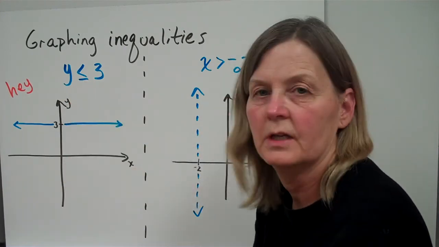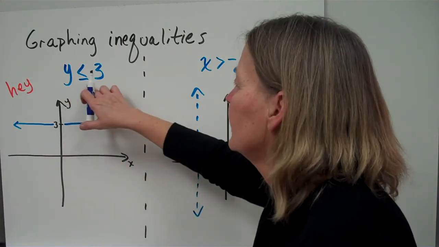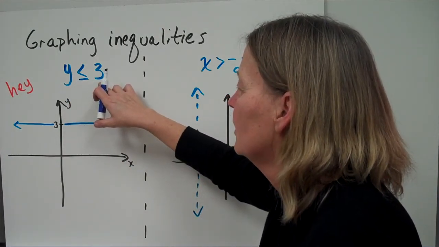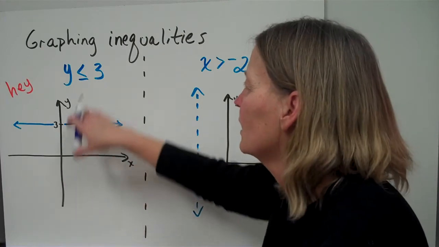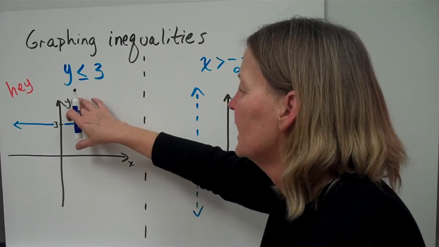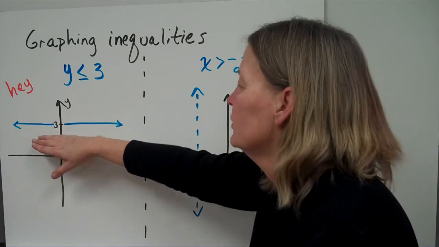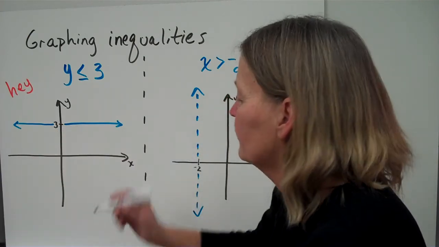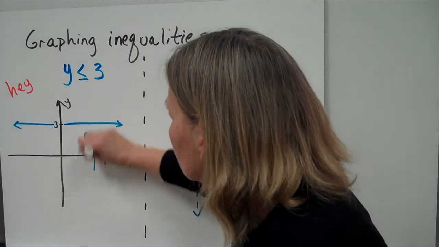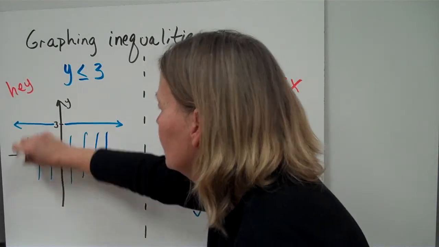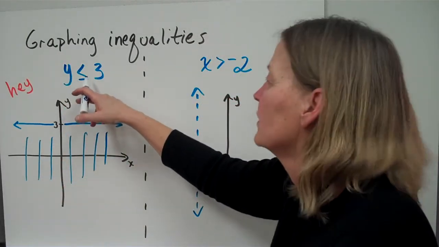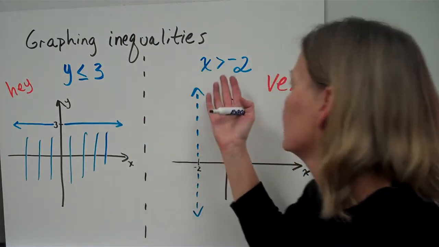Well, let's think about the shading. If y is less than or equal to 3, where are the y values less than 3? Well, with this being the y-axis, your y values less than 3 are 2, 1, 0, negatives. So your shading for this problem would be here. And it's below the line because it's a less than. However, let's look at this problem.